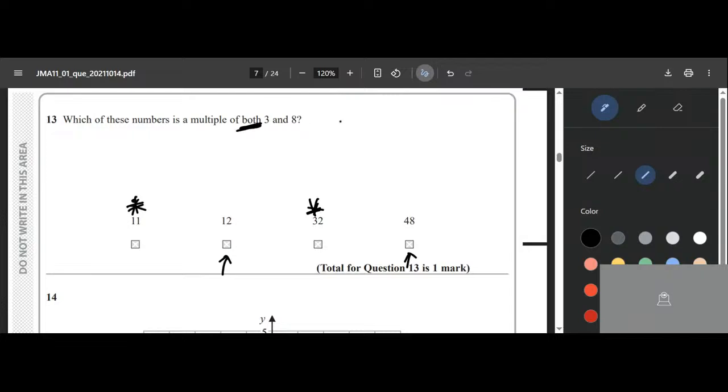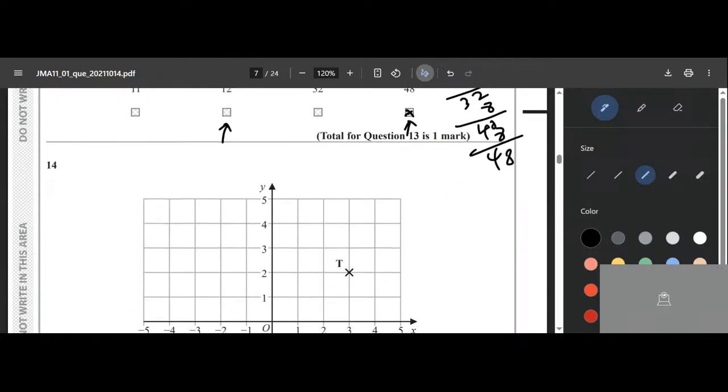So 8, if I add 8 plus 8, it is 16. Already it has passed 12. Therefore, I'm only left with this choice. So if I continue adding 8 throughout my choice, I will get 48. So that makes it the right answer. And now we can proceed to question number 14.